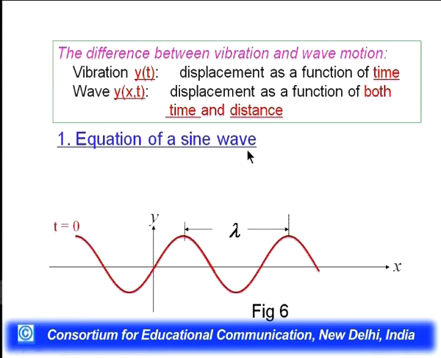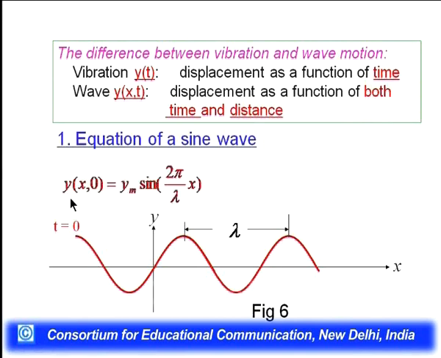Now, here we define the equation of a sine wave. This is a simple wave. This is the x axis, this is the y axis, and this is lambda, the wavelength. We call it the wavelength, or the distance between two maximum amplitudes. This is the maximum amplitude of one, and this is the maximum amplitude of the other. At t equal to 0, this is the initial time when the wave starts, and we see this is a simple sine wave.